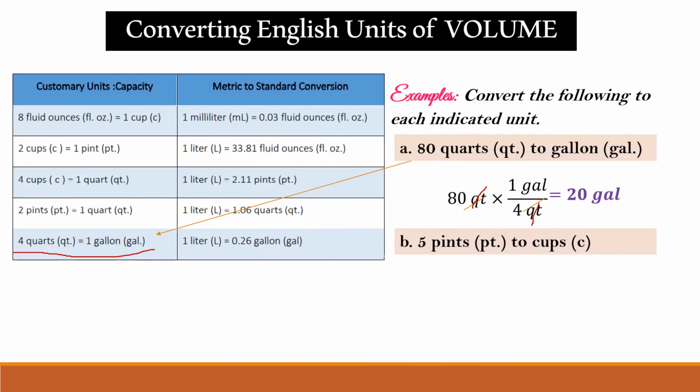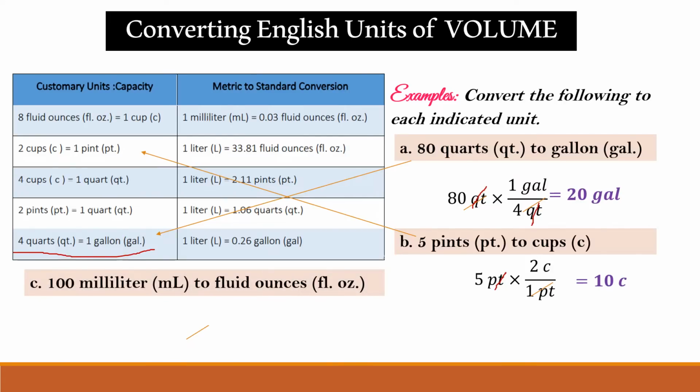For example B, we have to convert 5 pints to cups. So in our table, we can use the conversion 2 cups is equal to 1 pint. And we write 5 pints times our unit fraction, 2 cups over 1 pint, and then we can cancel pint to pint, and then multiply 5 times 2 divided by 1. The result is 10 cups.